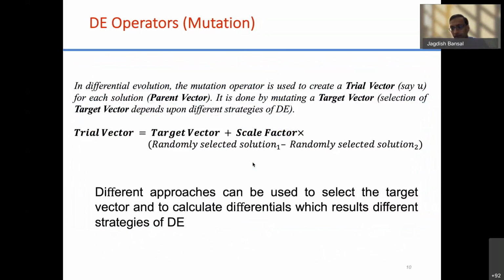If I am able to explain the first two operators to you, you are done with 95% of the differential evolution. So now I request all to be more attentive for these two operators, the mutation operator and the crossover operator. This is the basic building block of the mutation operator. This is the basic equation for the mutation operator. The objective of the mutation operator is to generate a trial vector.